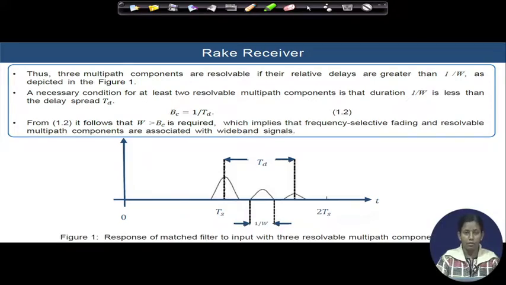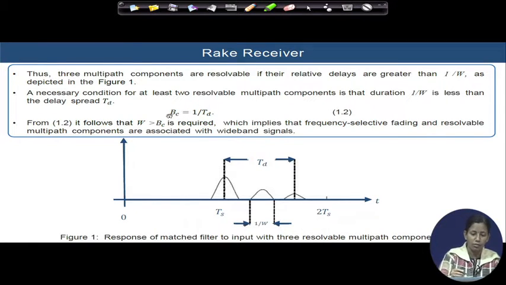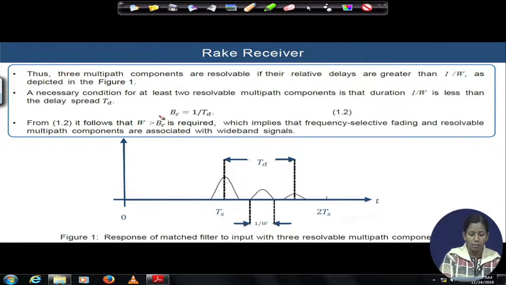And we have already understood that the coherence bandwidth of the channel, B_C, has some relation with the maximum delay spread. Basically, it has a relation with the RMS delay spread, and roughly it can be approximated with T_d, the maximum delay spread that we have. So, B_C is equal to 1 by T_d.